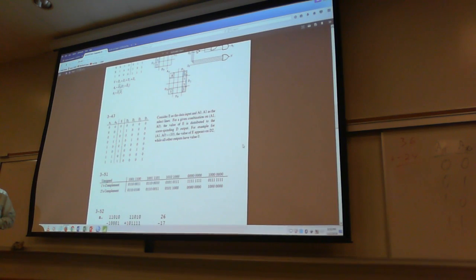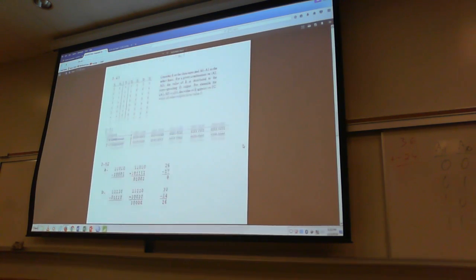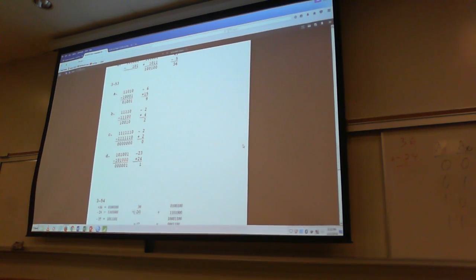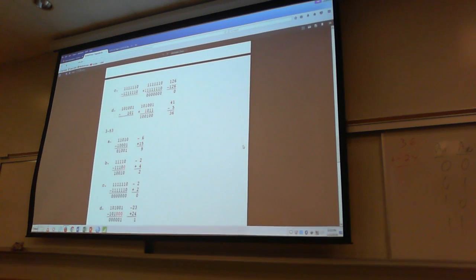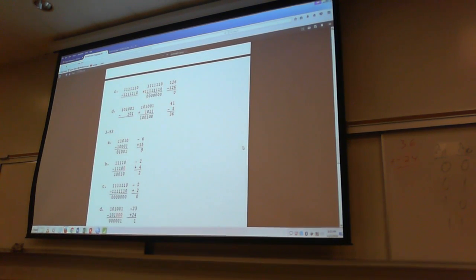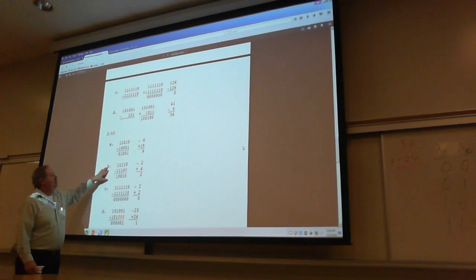You talk about overflow in the problems, but you never said which one has overflow. Can you do an example where there's a subtraction and there's overflow, so I can see visually what an overflow looks like? Did overflow occur in any one of those? What about B? It's supposed to be positive 2 and you have a negative 2. Oh, yeah, I see what you're saying. This B here?